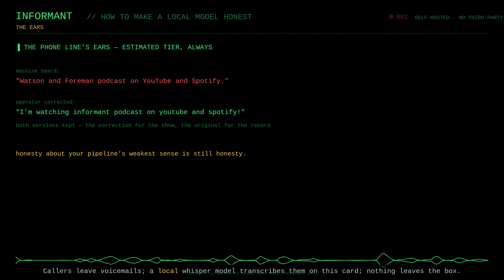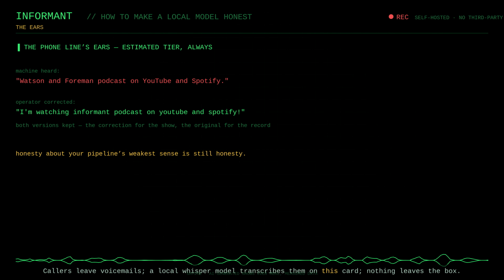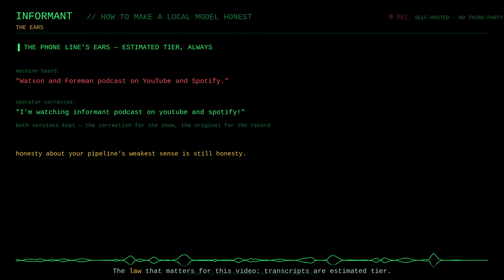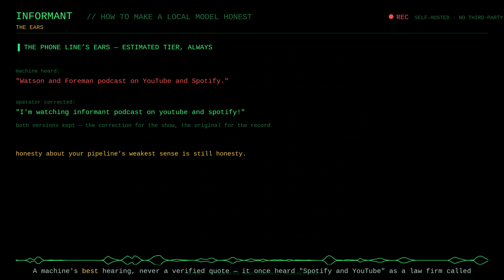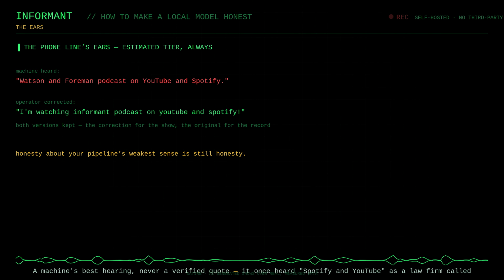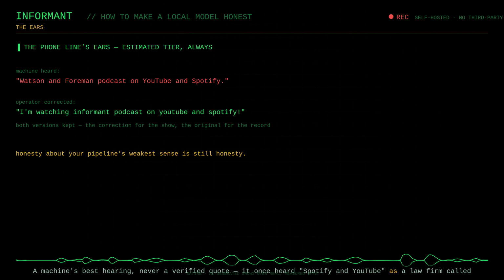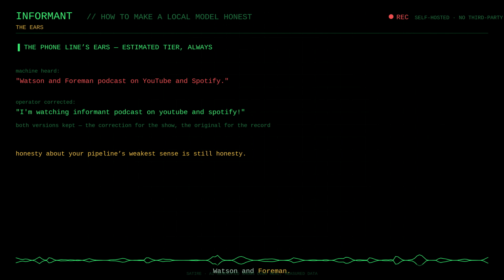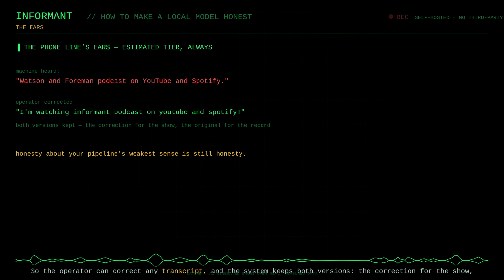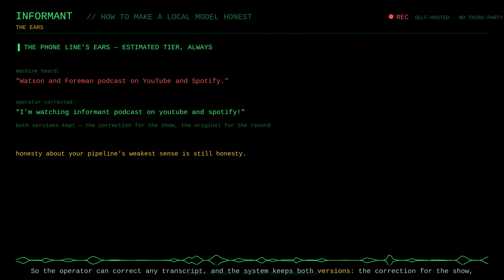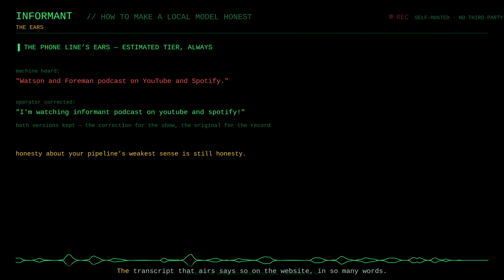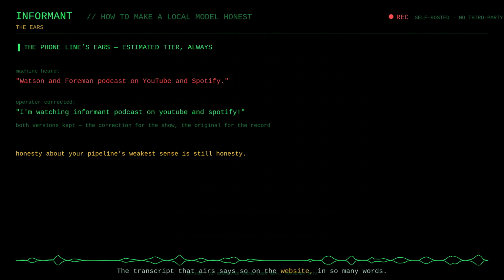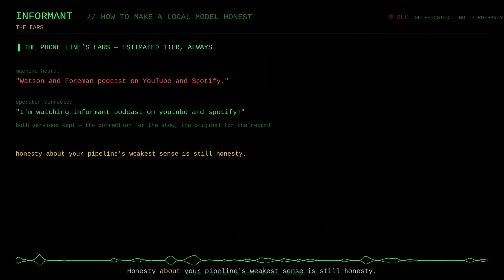Callers leave voicemails. A local Whisper model transcribes them. On this card, nothing leaves the box. The law that matters for this video: transcripts are estimated tier. A machine's best hearing, never a verified quote. So the operator can correct any transcript. And the system keeps both versions, the correction for the show, the machine original for the record. The transcript that airs says so on the website in so many words. Honesty about your pipeline's weakest sense is still honesty.